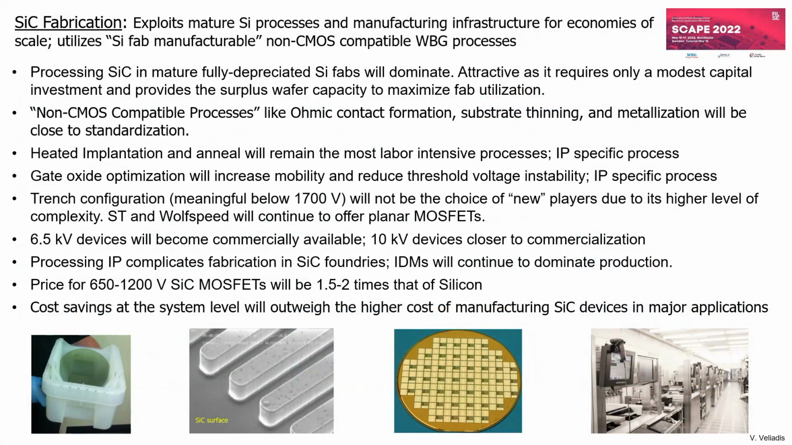So processing will continue in these silicon fabs because that's a very cheap model. You need volume to bring the cost down. So you want fabs that are fully utilized. So older fabs, mature fabs, will introduce silicon carbide into their silicon lines to increase the fab utilization.